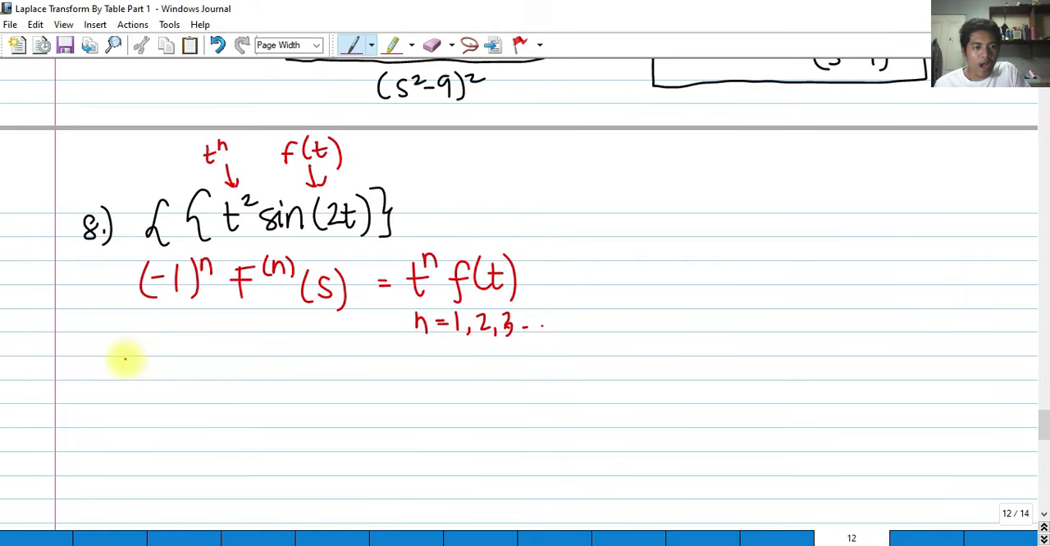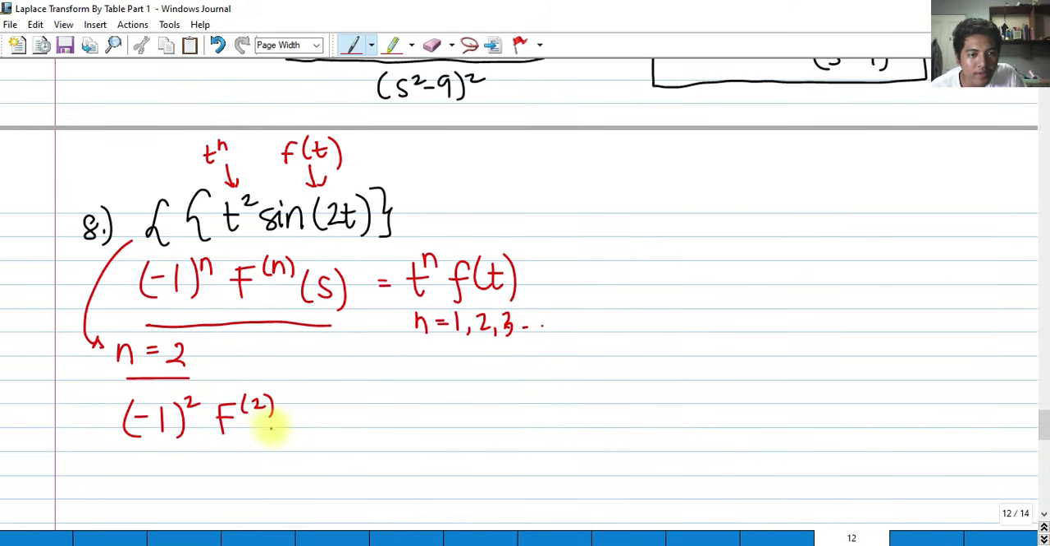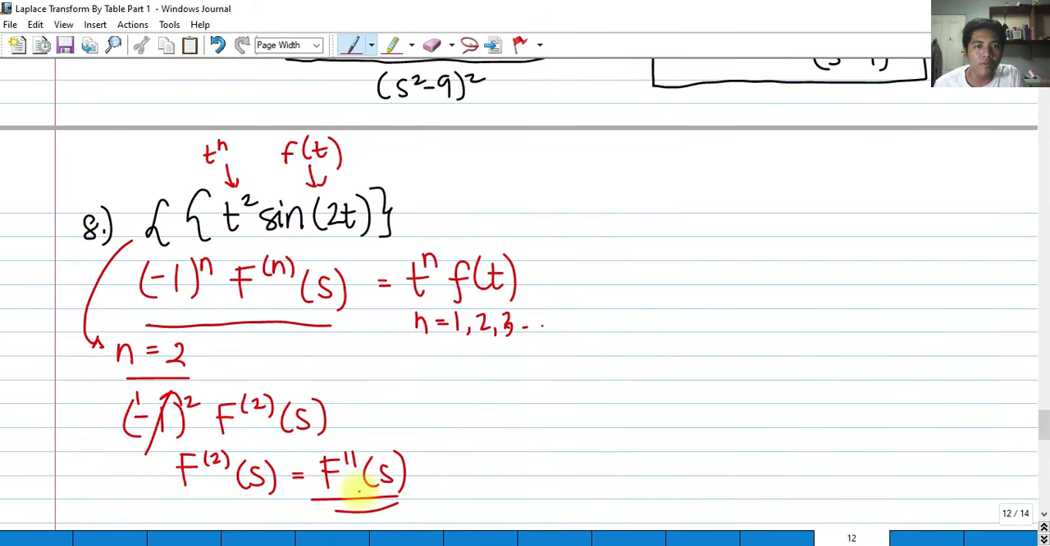So first, let us evaluate. Our n for this problem is 2. If we substitute it to our formula here, we have negative 1 squared times the second derivative of F of s. Negative 1 squared is equal only to 1. So we have the second derivative of F of s, or F double prime of s. Simply, we should get the double prime of the F of s.